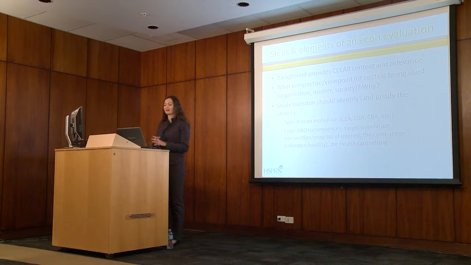It could be the organization, such as a hospital, and then you would only include costs related to the hospital. It can be the insurer, which might be insuring for costs across the healthcare system. It can be the society, in which you would include absenteeism from illness as an indirect cost. And the perspective would need to be justified: why was this viewpoint chosen?